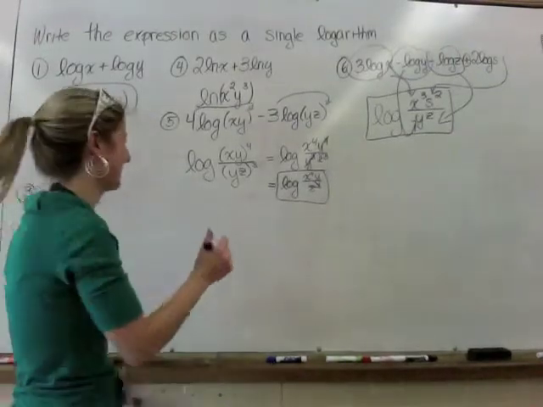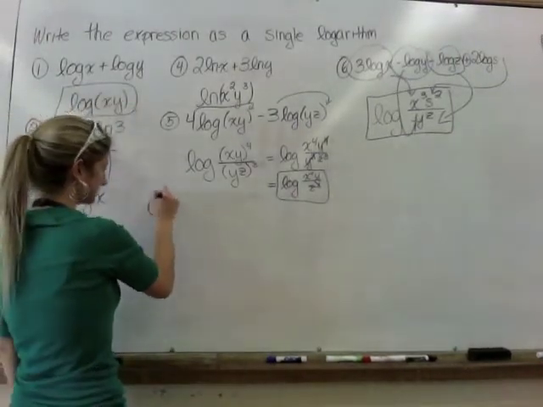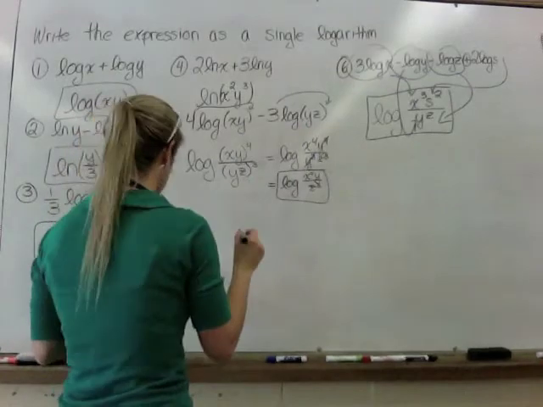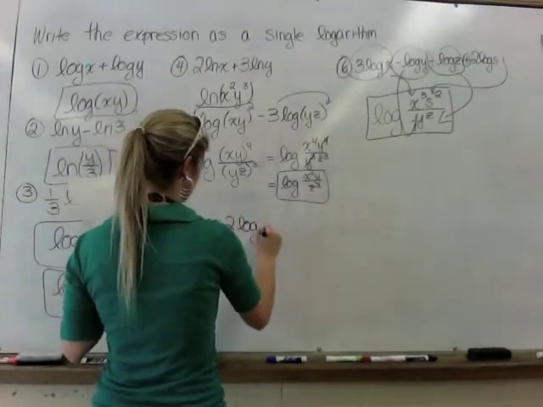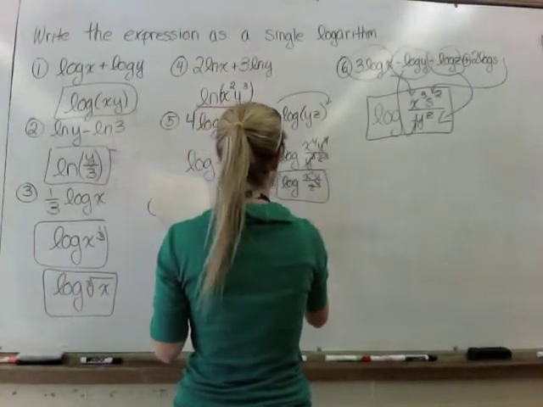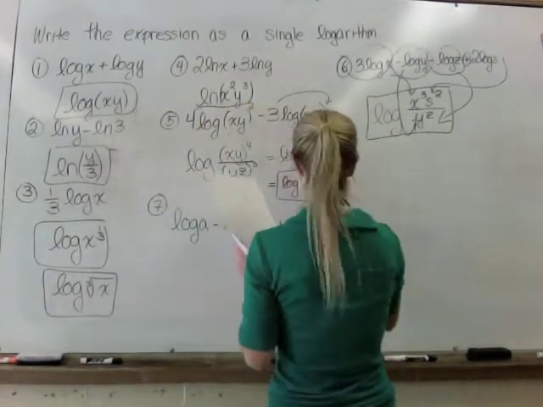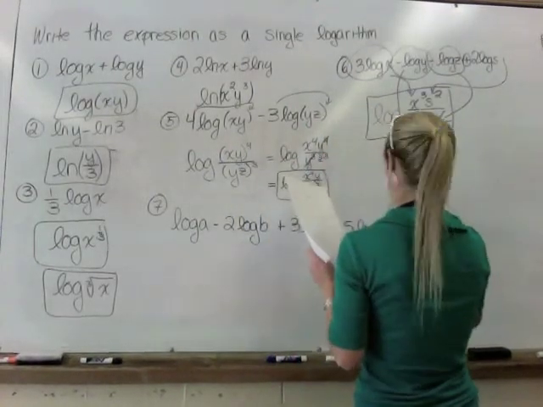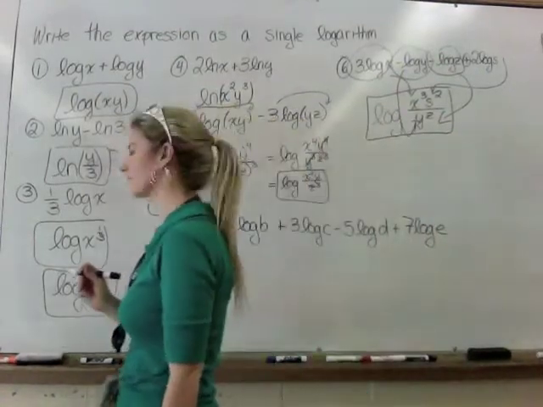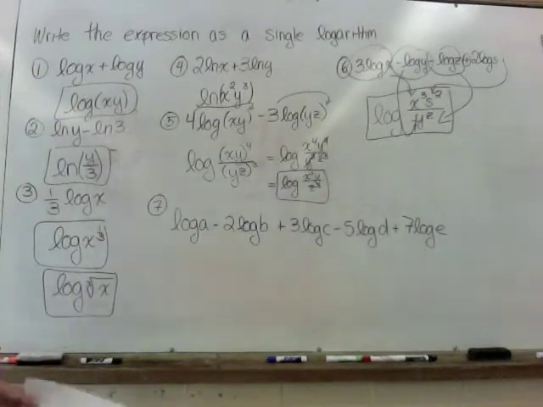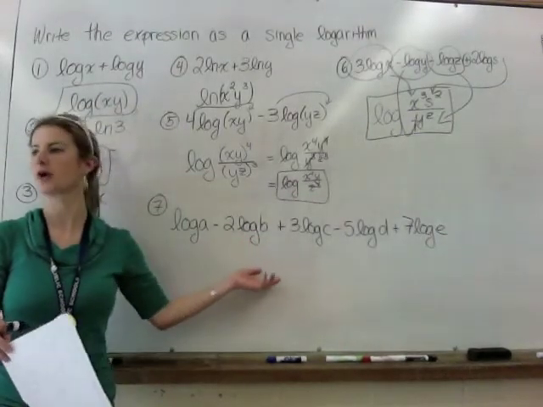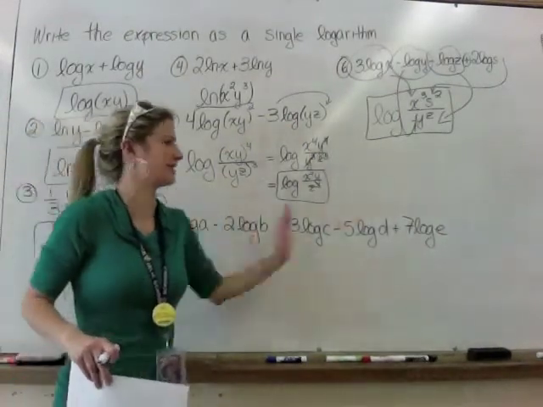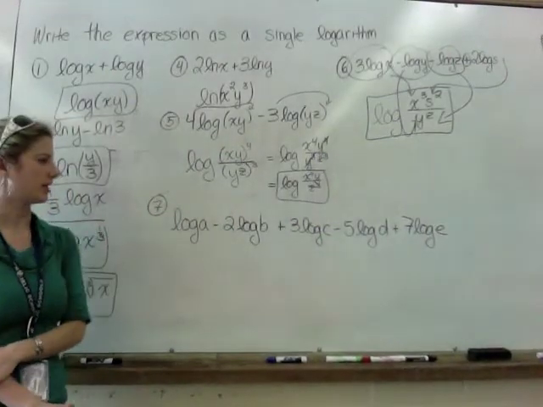Yes. Okay. All right, here we go. Number 7. Have fun with this one. The log of A minus 2 log B plus 3 log C minus 5 log D plus 7 log E. Now, let me put it to you this way. If you can successfully do this problem, you understand this. Because I can't really make it any more difficult other than just tacking on more to see if you get the concept.